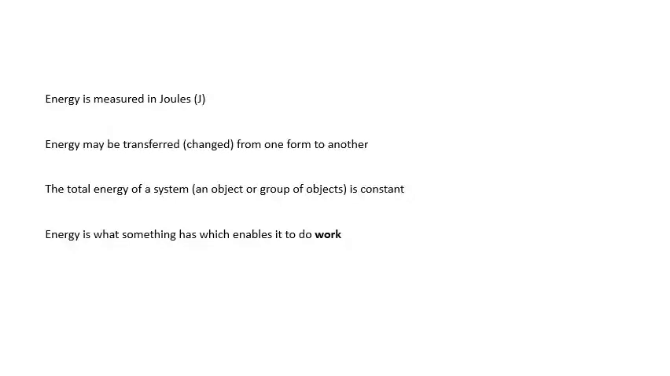The total energy of a system is constant. A system means an object on its own or a group of objects. In other words, whatever you're looking at, there's nothing else involved. That is the system. And the total energy of a system is constant. We'll do a video about that sentence later on. It's called the principle of conservation of energy. Very important in physics. What is energy? Energy is what something has which enables it to do work.